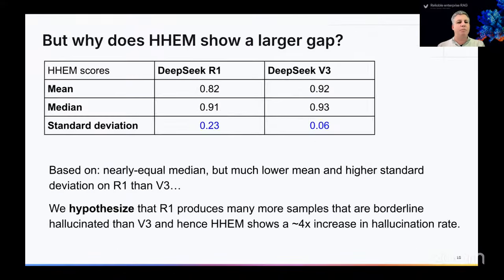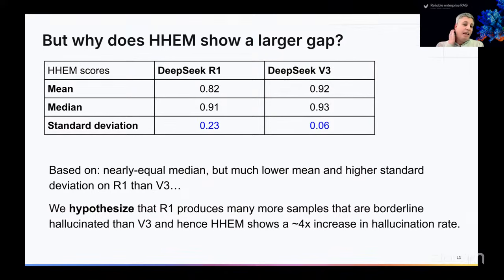So that's one thing. But we also looked at all the examples that we had and measured the mean and the median and the standard deviation of the hallucination scores. And what we discovered is that, yes, DeepSeek is higher on both the mean and the median, but its standard deviation is also really, really small. That's the error bar around those scores.